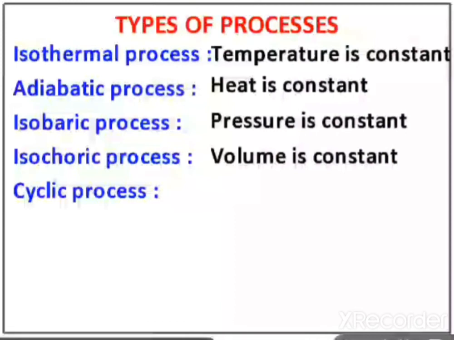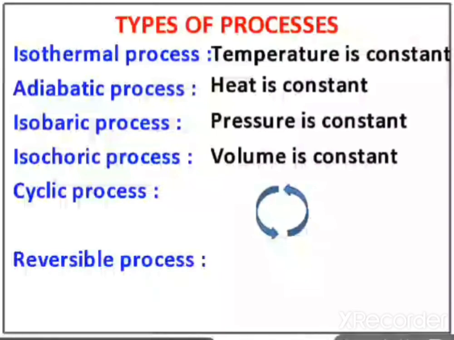Okay, it's a cyclic process. See, if A is converting into B, again B is converting into A. This is a cyclic process. Complete circle it is forming. Next one is reversible process. So what is the meaning of reversible process?